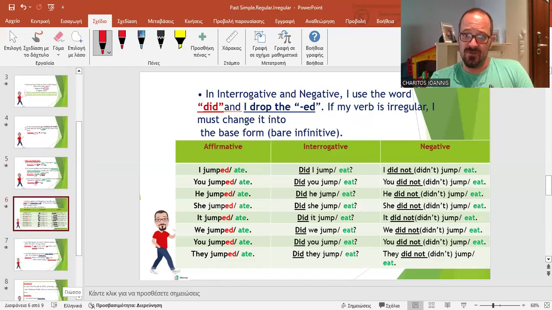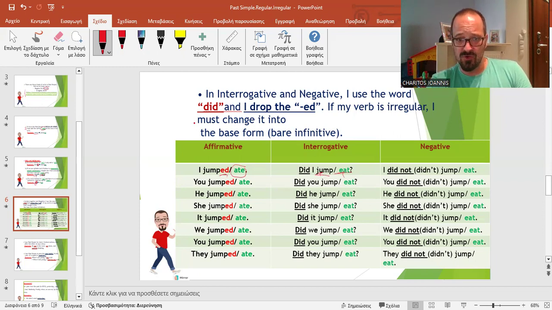What about the interrogative? In interrogative and negative, I use the word did and I drop the ed. If my verb is irregular, I must change it into the base form or the bare infinitive. I have explained again in some other videos that the bare infinitive or base form, or call it however you want, is the first pure form of the verb before we add any suffixes. So, for instance, the bare infinitive of ate is eat. The bare infinitive of jumped is jump.